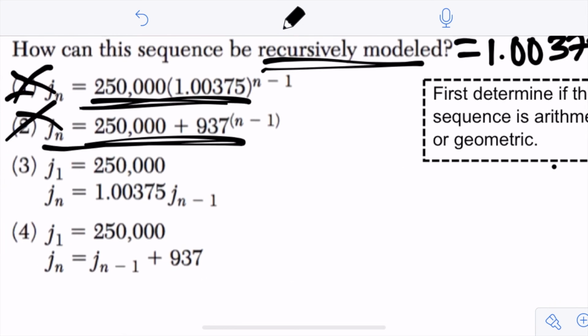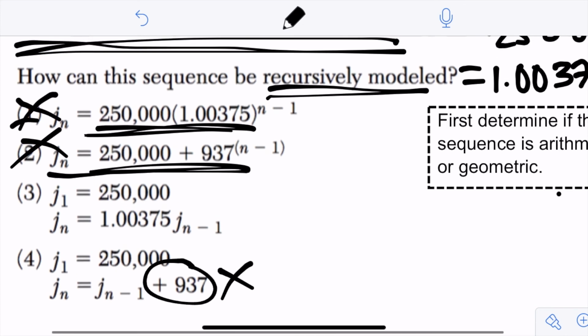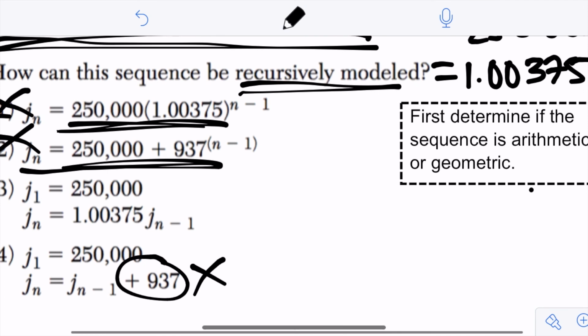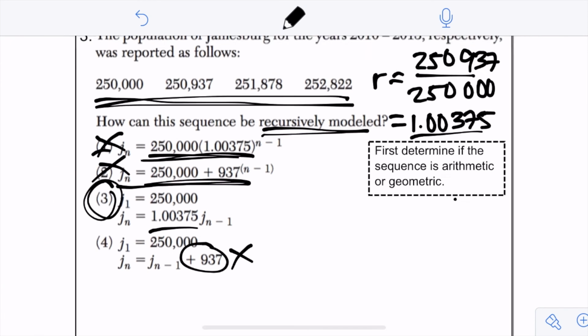So again, we know that we're working with a geometric sequence, so I should not have any addition in my formula. Okay, looking at answer choices 3 and 4, I see that answer choice 4 is adding that 937, but we've already determined that it is not an arithmetic sequence. Answer choice 3, however, is correct because it's showing that it's a geometric sequence because something is being multiplied, and it's that common ratio that we just found. Okay, so answer choice 3 would be the correct answer here.